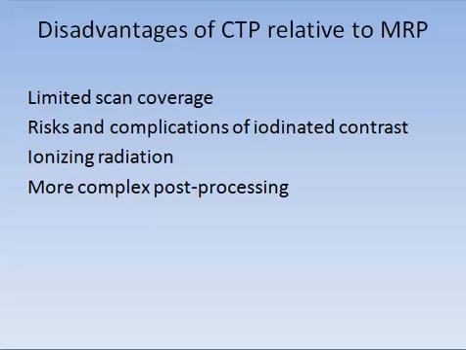Disadvantages of CTP relative to MRP. Of course, there is limited scan coverage. There is risk and complication of the contrast. There is ionizing radiation, and there is more complex post-processing. So you have ionizing radiation, iodinated contrast, and you have processing. This makes the MRP, the MR perfusion, more advantageous than the CT perfusion.